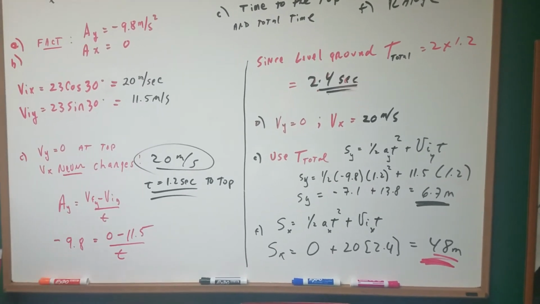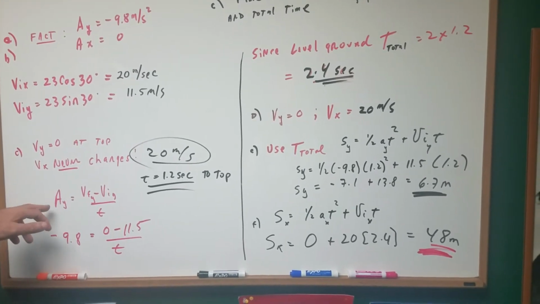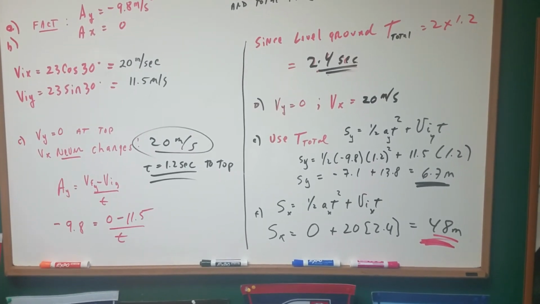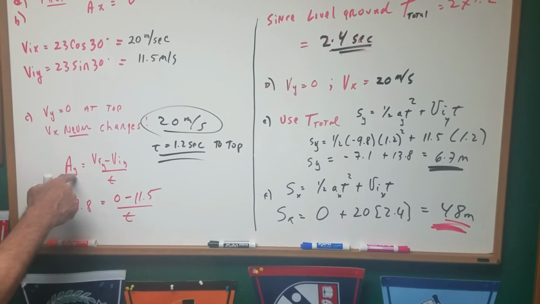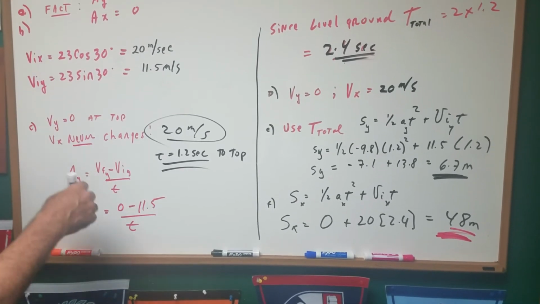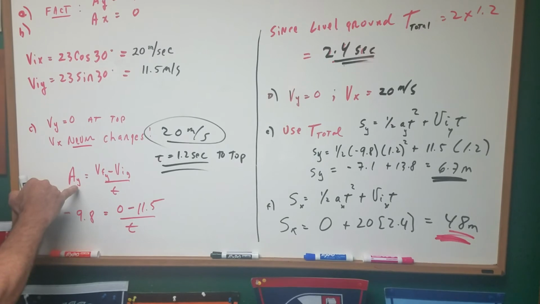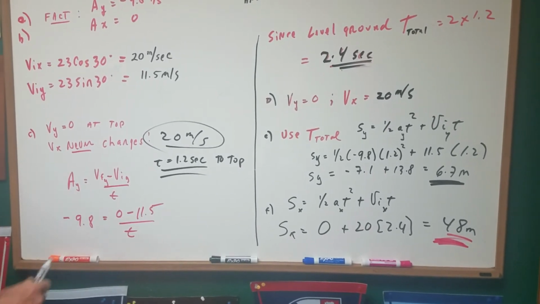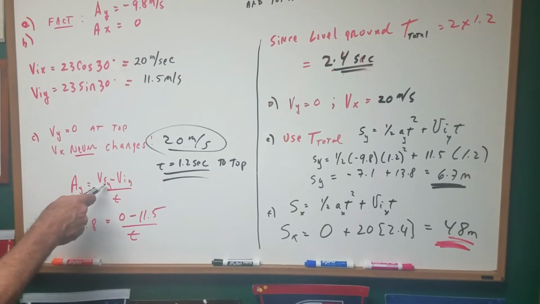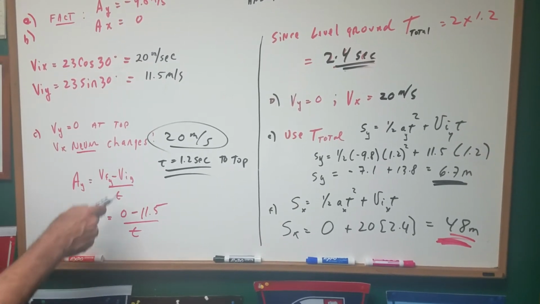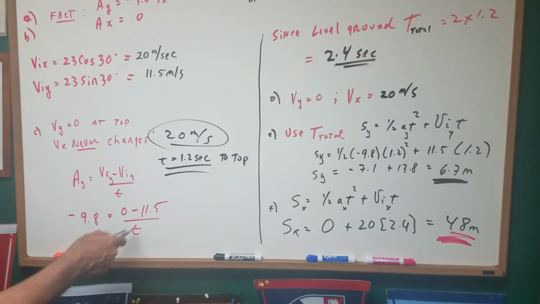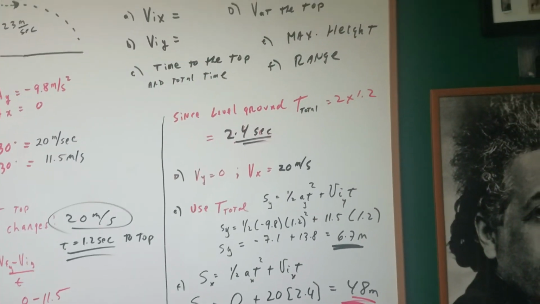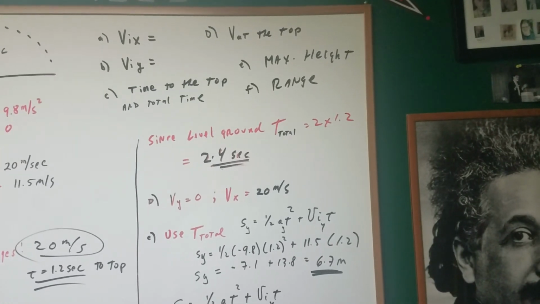What would be the time to the top? Well, I'm going to use the acceleration formula to get to the top. So I'm going to write acceleration as v final minus v initial over time, but I'm in the y direction because that's where the acceleration is. So always use the y component of the acceleration. So it's negative 9.8. The final velocity in the y direction we saw was 0. The initial was 11.5. Solving gives me the time to the top, 1.2 seconds to the top.